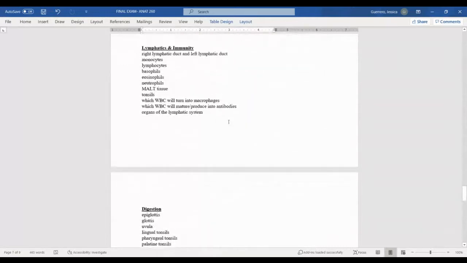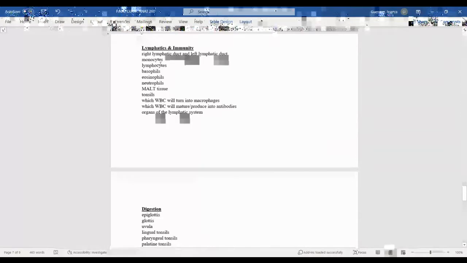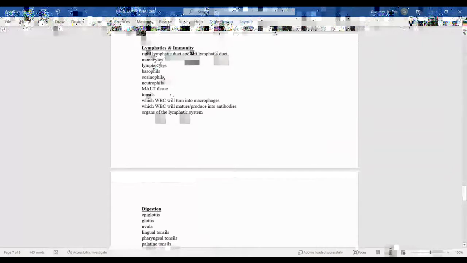The next section is lymphatics and immunity. So this is also week 8. This is a little bit more detailed than what week 8 went. So the right and left lymphatic ducts. In the week 8 review, I put a diagram there so you could see which area each one of those serves. On the leukocytes, the breakdown: the monocytes, the lymphocytes, the basophils, the eosinophils, neutrophils, be familiar with those. And I also kind of mentioned those in the cardiovascular system as well.